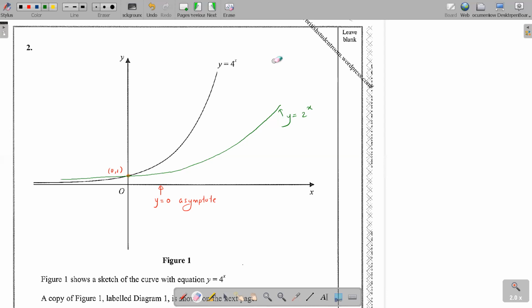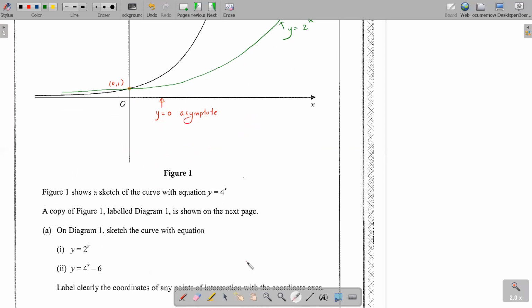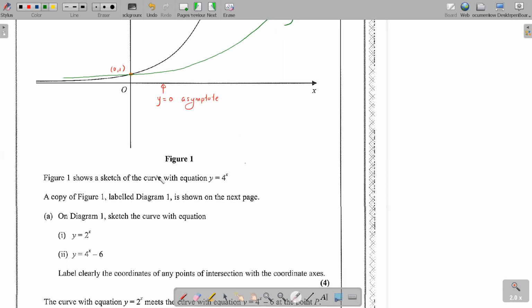Okay. Then the next one, part B, Roman numeral 2, y equals 4 to the power x minus 6. So how do you draw this type of graph? In part A, they have already drawn the y equals 4 to the power x graph. So 4 to the power x minus 6 simply means a translation. The minus 6 is clearly outside, so it falls into the category of y equals f(x) plus a, isn't it?